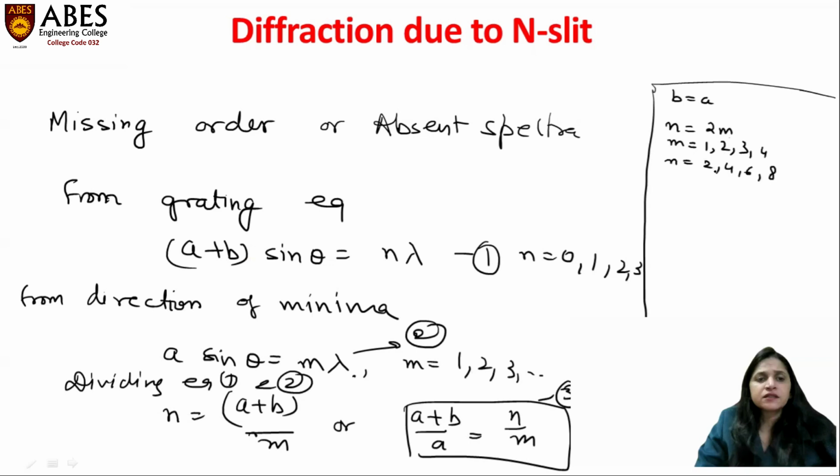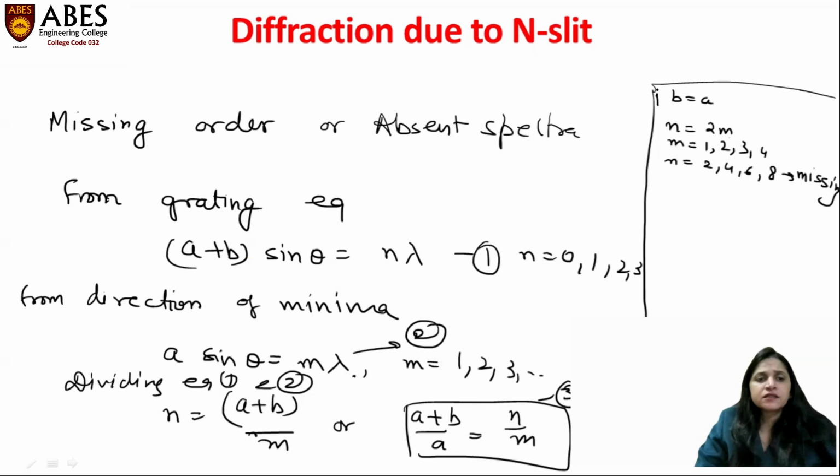So in these orders, the interference maxima will be missing. Here we can see that sometimes the N-slit is acting like a sort of filter that is filtering out these missing orders. And why are these missing? Because these maxima coincide with the minima. These maxima are coinciding with the minima, so they will be missing.